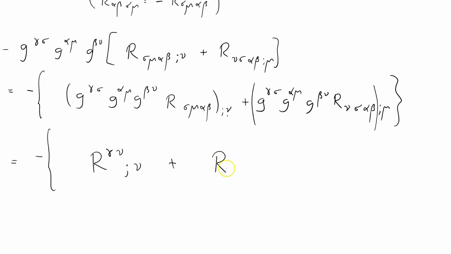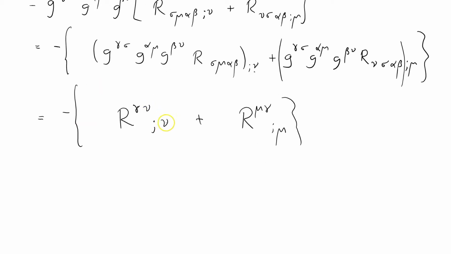Plus R, and by the same line of logic, this is mu, but now the mu term is here, and the other one left is sigma there. I think that's right. And they're equal, because I can just rename the nu as a mu. And so that equals minus 2R gamma nu semicolon nu. Actually, I'm not going to use nu, I'm going to use sigma here just because I can. I can call that symbol what I like.